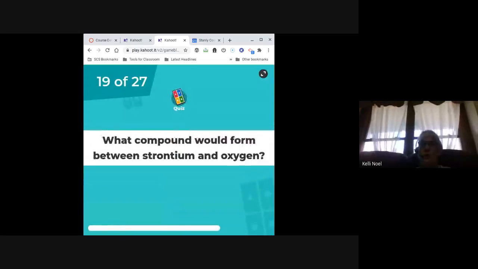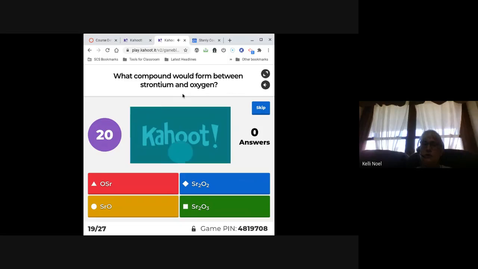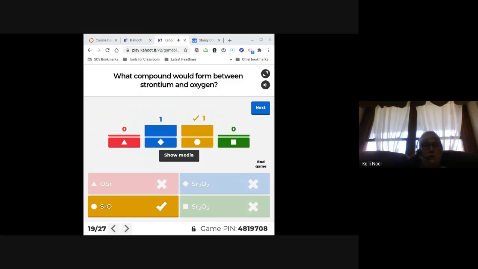All right, what compound would form between strontium and oxygen? Strontium is a metal and oxygen would be a non-metal. So I'm going to look up strontium. I want to say it's ST, or I mean SR.